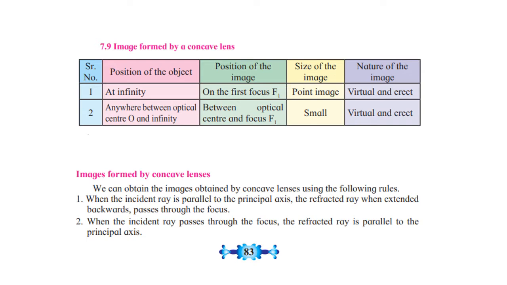Images formed by a concave lens. The ray diagrams related to a concave lens are a little complicated as compared to the convex lens. The reason being that when we learnt about the focus of the convex lens and concave lens, we saw that in case of a convex lens, the ray of light after refraction meets at a point. That is why they are called converging lenses.